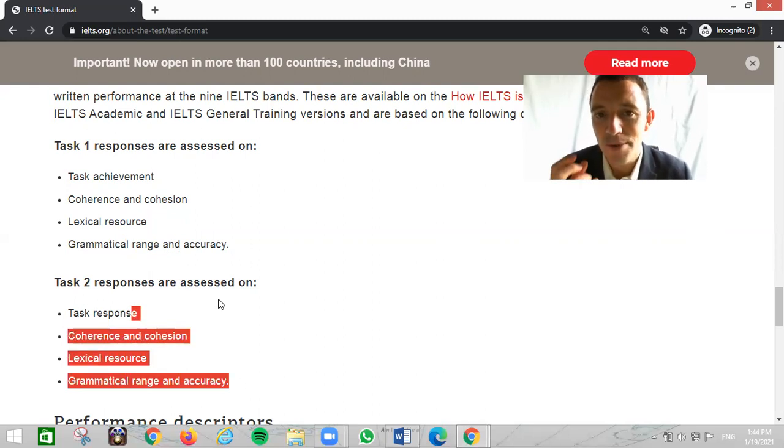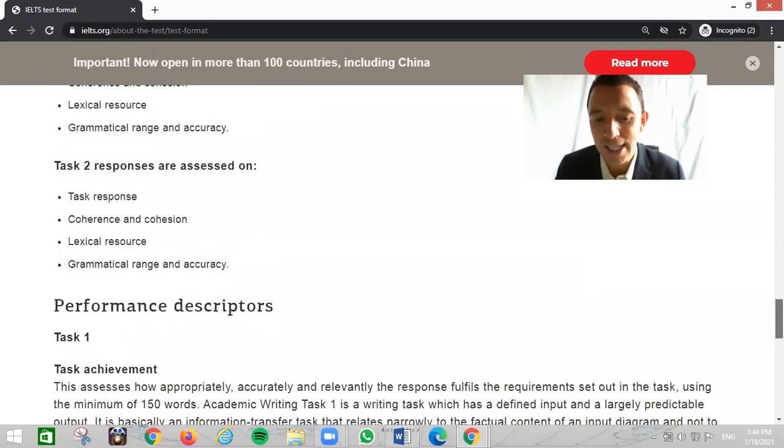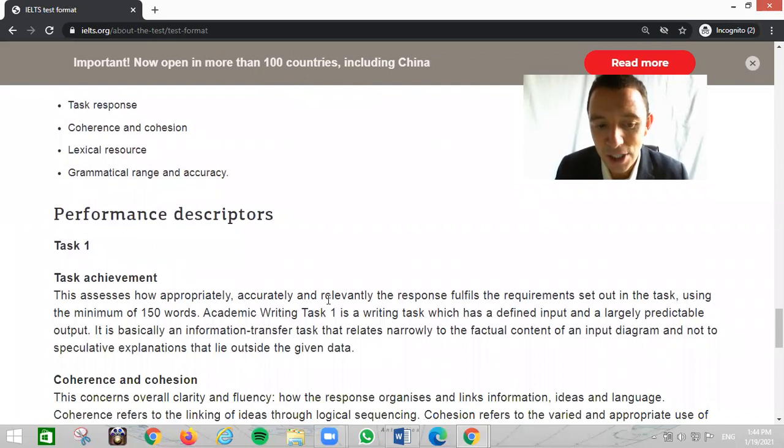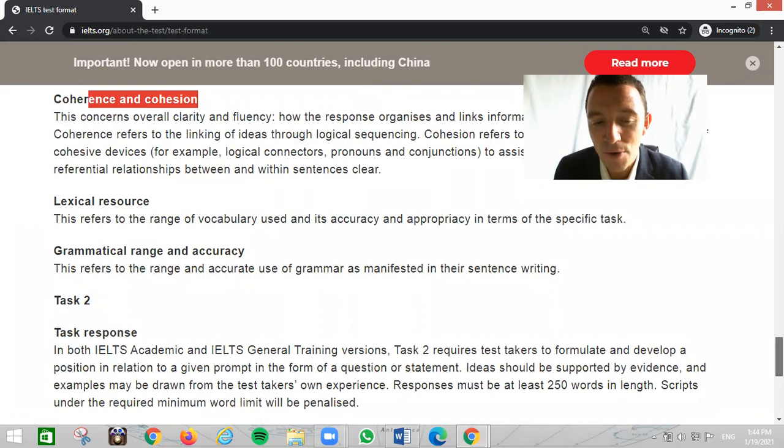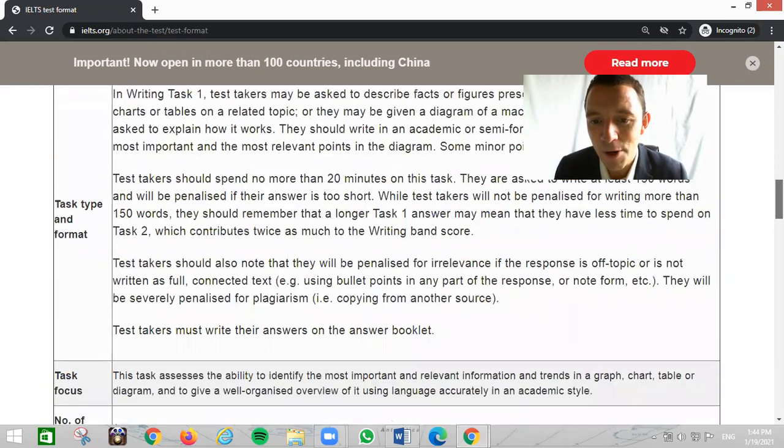So that's the same structure for most writing in English. Okay. And that's an explanation in detail of what they look for. There's the task achievement, coherence and cohesion. So if you have a doubt, I recommend that you look at that explanation immediately and with concentration. So that's the academic writing.